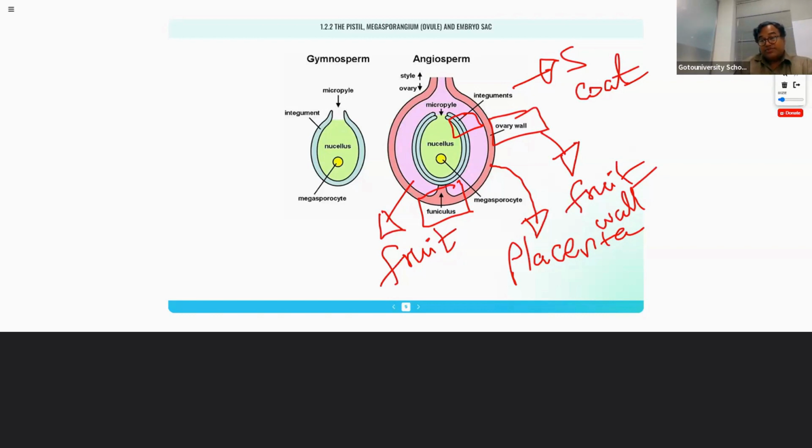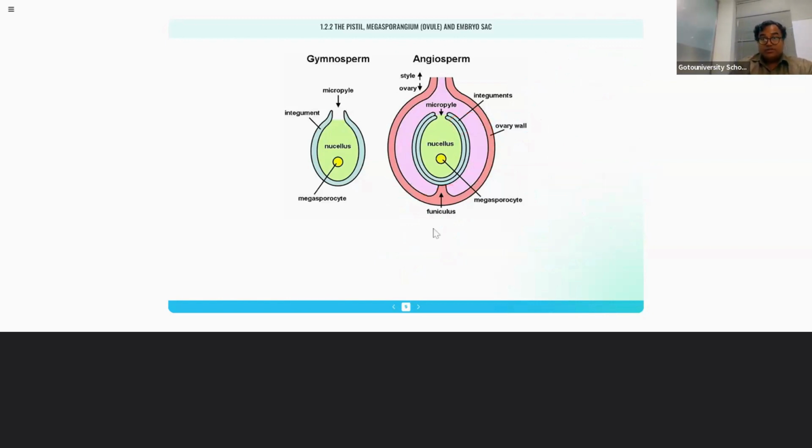Okay. Once the fertilization is completed, the ovary wall is going to become the fruit wall. The ovary is going to become fruit, and the placenta is going to become what? The placenta along with the ovary tissues is going to become fruit. Okay. Now, this much information we have discussed with you. Be very careful with all the terms.